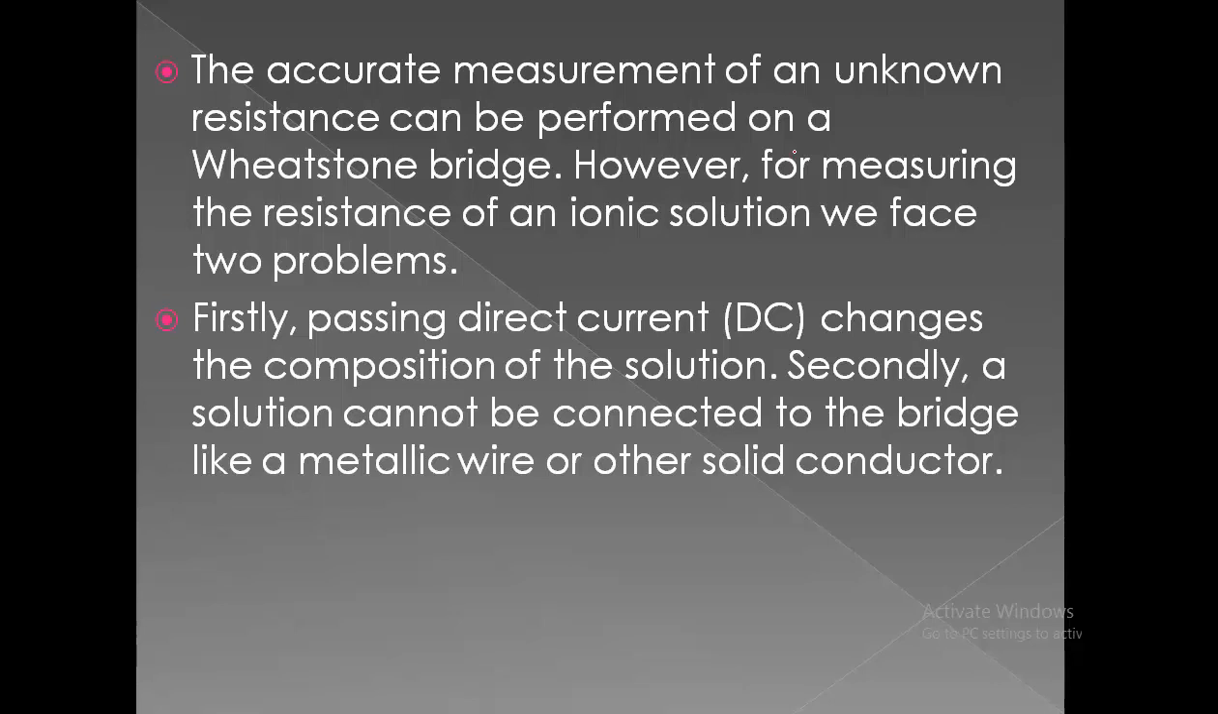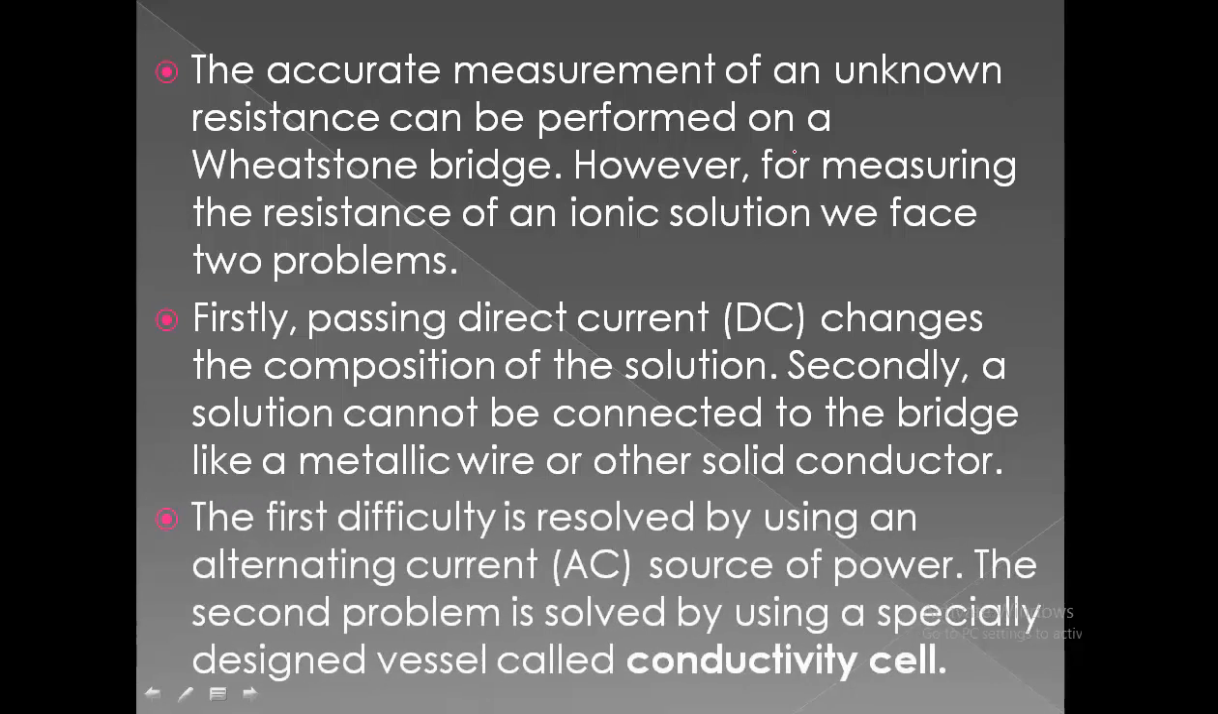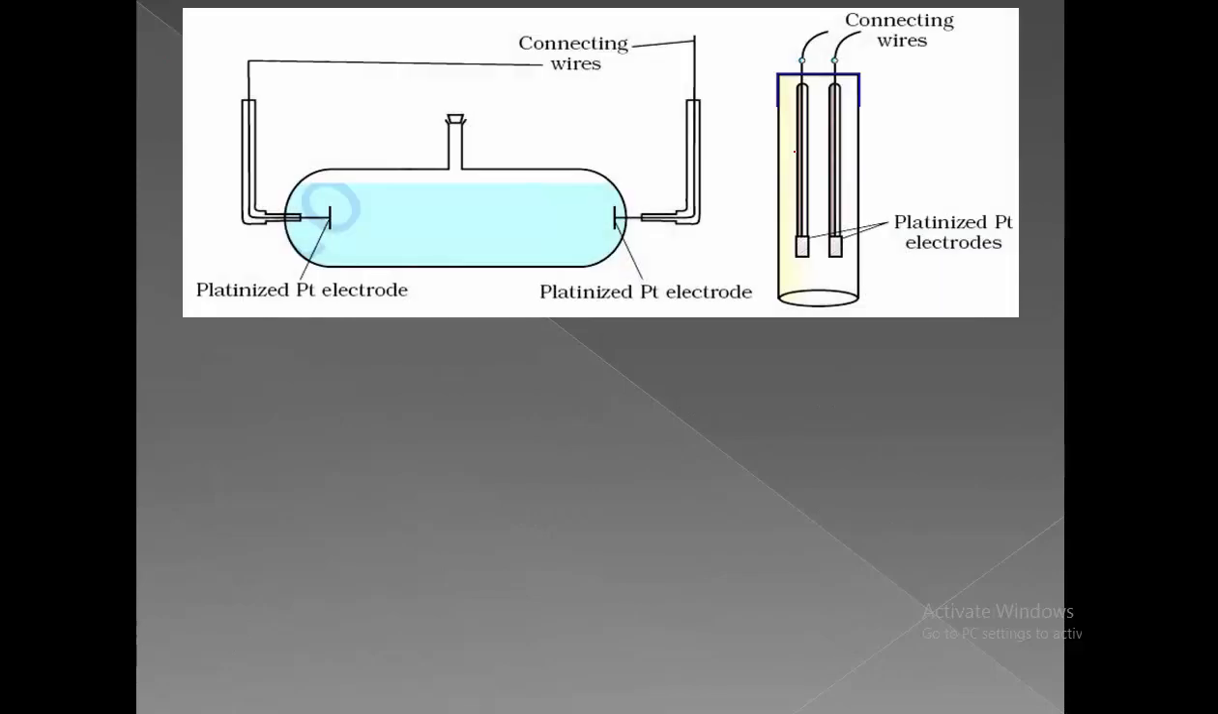Then the second one is that a solution cannot be connected to the bridge like a metallic wire or other solid conductor. We cannot connect a solution like a metallic wire. So that is a problem. The first problem, the use of DC current, can be solved by using alternating current. If we use AC current, the first problem is solved. It does not affect the composition of the solution. And the second problem is solved by using a specially designed vessel called a conductivity cell. Since the solution cannot be connected directly, for that reason we have a specially designed vessel, that is said to be a conductivity cell. So let's see the conductivity cell.